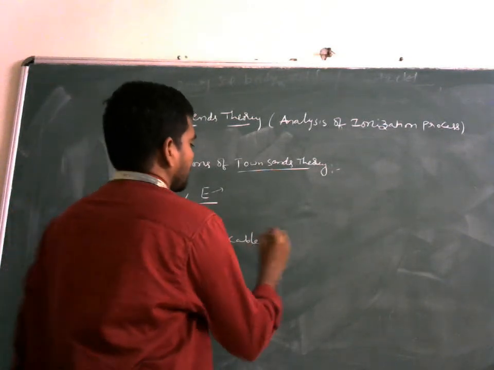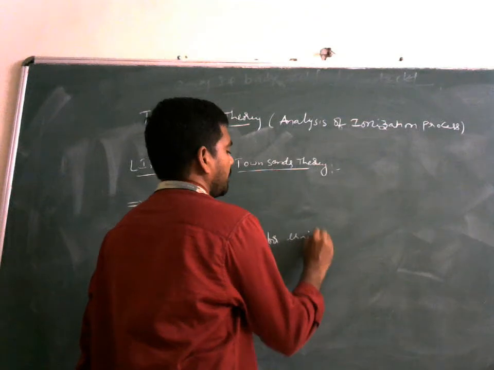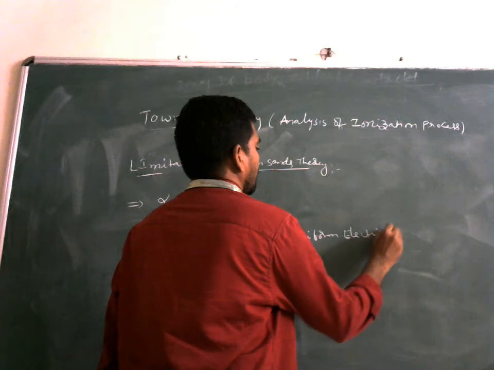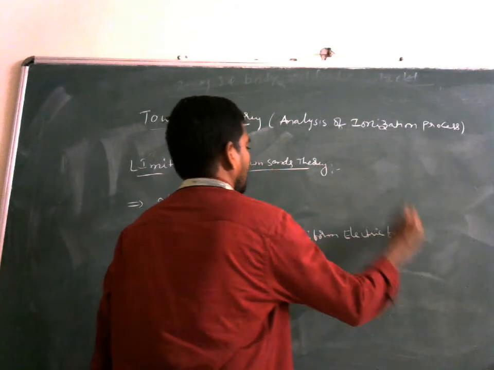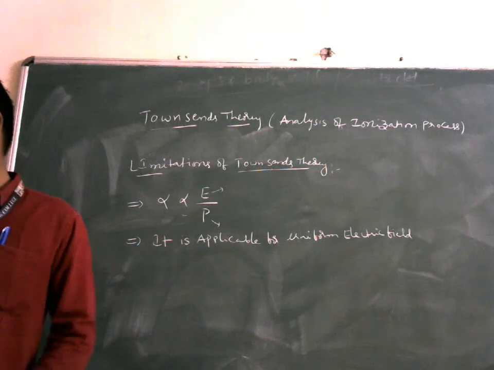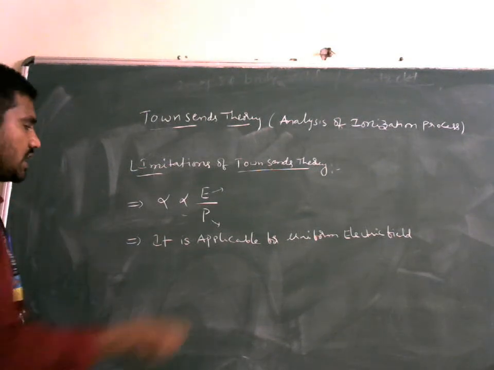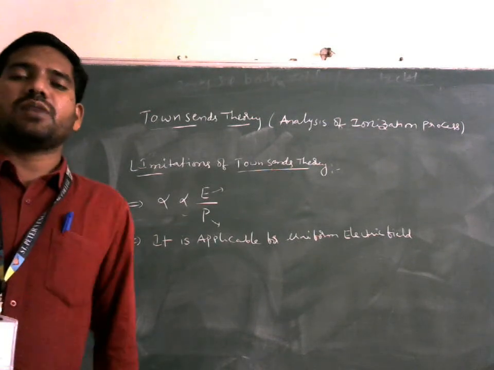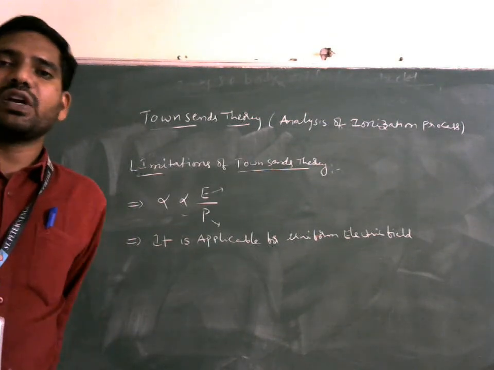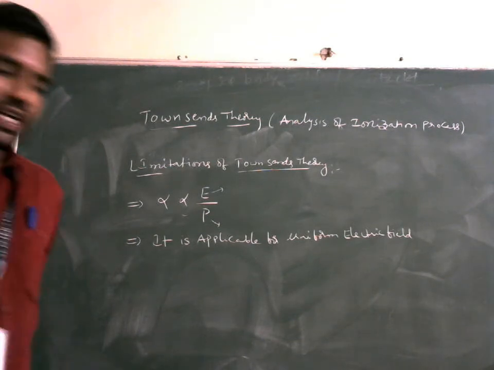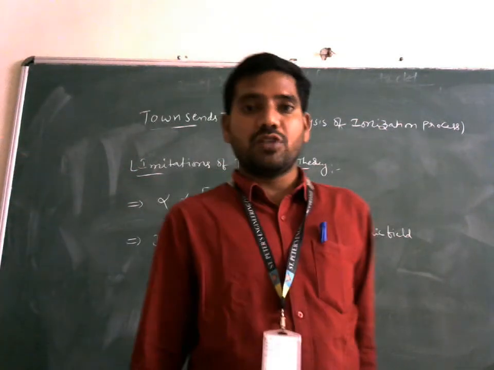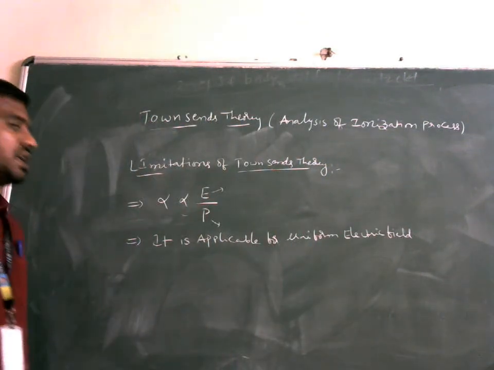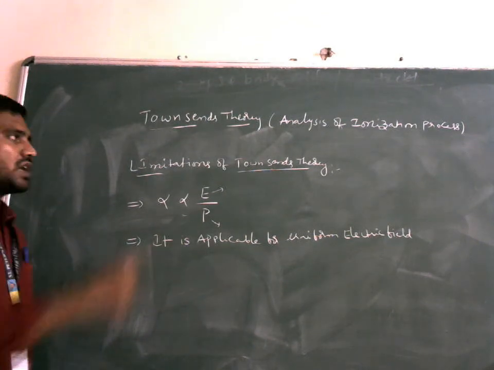The second limitation is that it is applicable only for a uniform electric field. Almost always we do not have uniform electric fields; the electric fields will vary. If the medium changes, or if the applied voltage changes, the uniform electric field will be continuously varying. In that case, this theory will not hold.